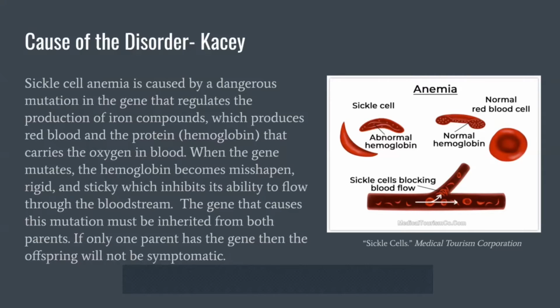And as you can see, when a cell is affected by the sickle cell mutation, it is often a half moon shape, sharp on the edges, and doesn't flow very well through the bloodstream, especially when compared to a normal red blood cell, which is rounder, smoother, and does flow through the bloodstream. You can see how this misshapen sickle cell really would be a problem long term.